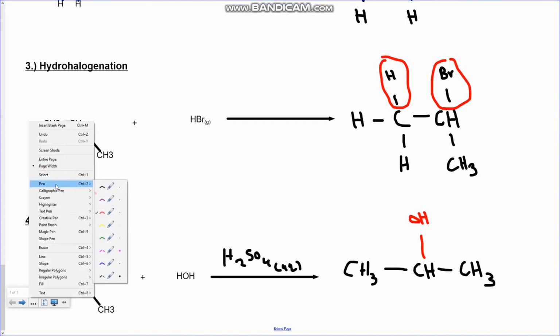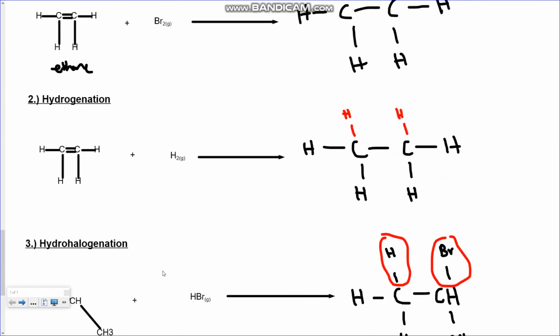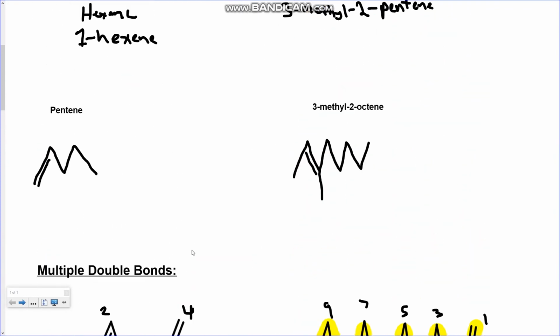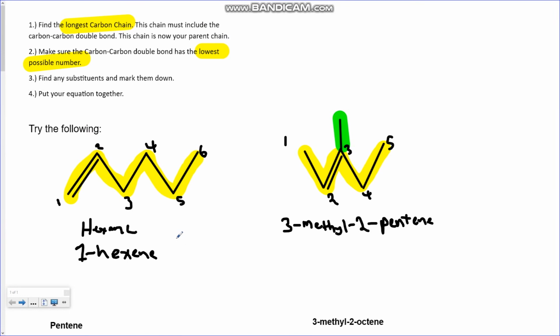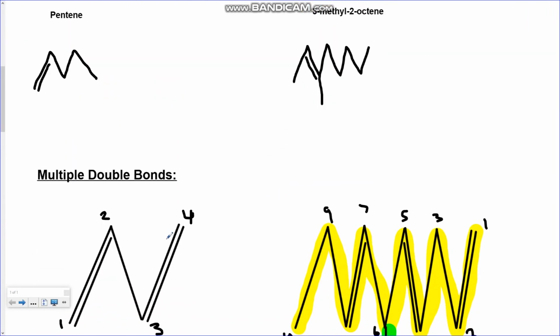So naming alcohols now. 1, 2, 3, prop. The alcohol is on the second carbon, so it'll be 2-propanol. And this is about it for alkenes. This concludes the video. If you need any more help, you can replay this video and go to any timestamp to check out what I did here.